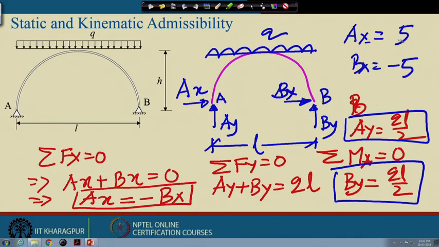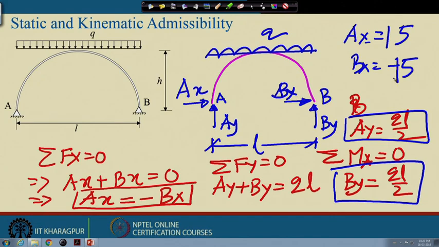Suppose I have a solution like this, okay. Then all this: A x is equal to 5, B x is equal to minus 5, A y is equal to q L by 2, B y is equal to q L by 2. All these 4 forces are statically admissible, because as far as equilibrium equations are concerned, all these forces satisfy the equilibrium equation.